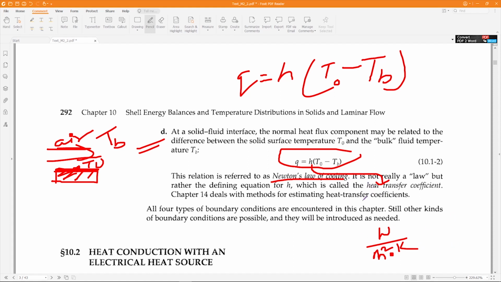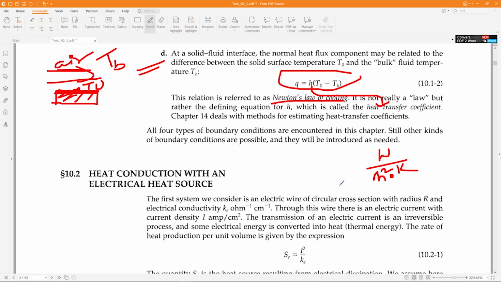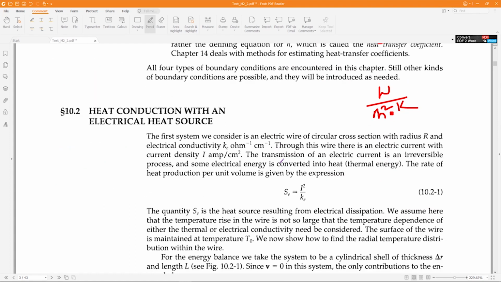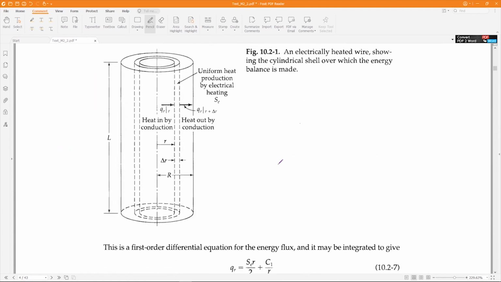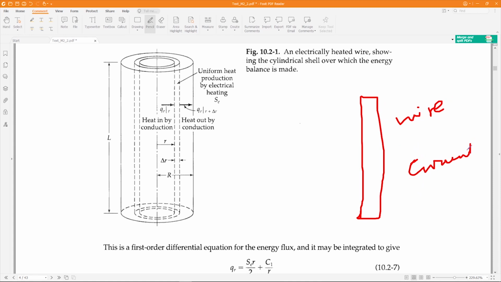Okay, let's solve a problem, then you will get a clear idea how to solve problems using energy shell balances. So first understand the problem. You have a wire of cylindrical shape, definitely a wire is in the form of a cylinder only. What is happening is current is flowing through the wire. So you're supposed to find the flux profile Q and the temperature distribution inside the wire.